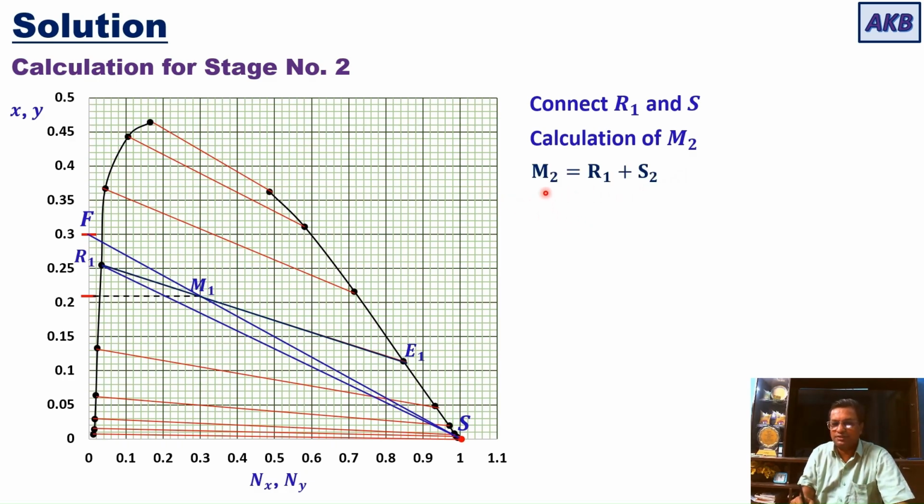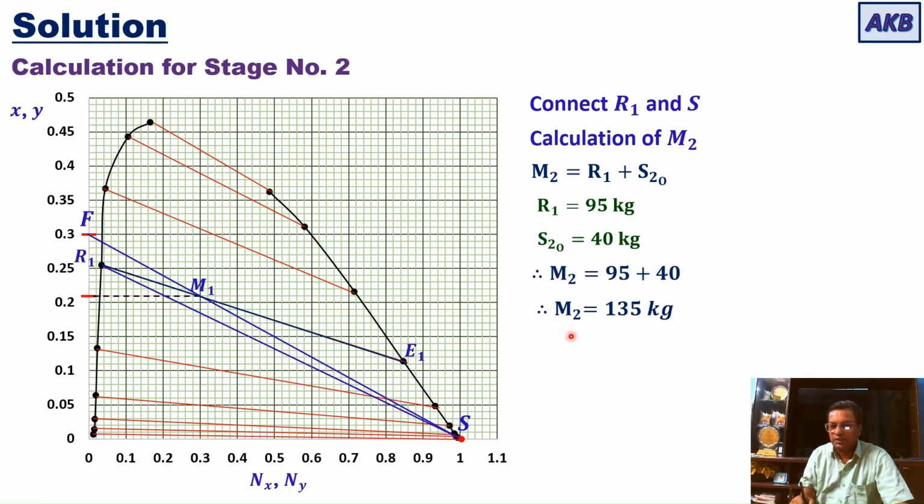The material balance for stage 2 is M2 is equal to R1 plus S20. R1 we just calculated, it is 95 kg. S20, the amount of solvent used in the second stage is again 40 kg. So M2 will be equal to 95 plus 40. That comes out to be 135 kg. That is M2 is equal to 135 kg.